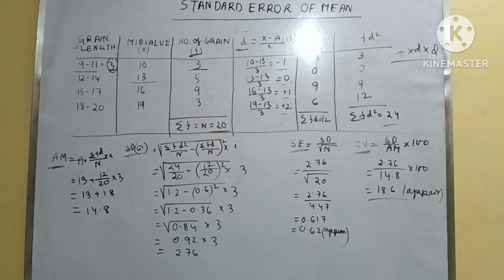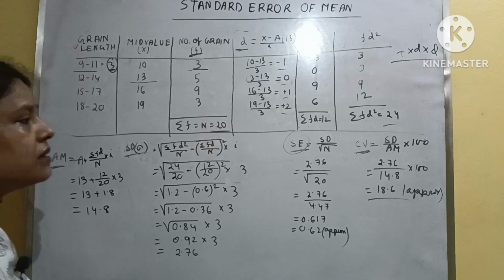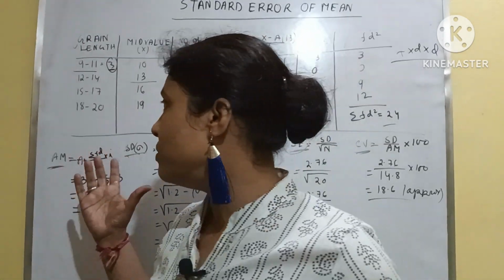Here I just briefly explained, because I have already explained these related topics, CV, arithmetic mean and SD, in previous videos. Here I just briefly explained how to calculate the SE value from the problem. Sorry, I was just checking the calculation, whether it is all right or not. So here the SE value calculation is completed.